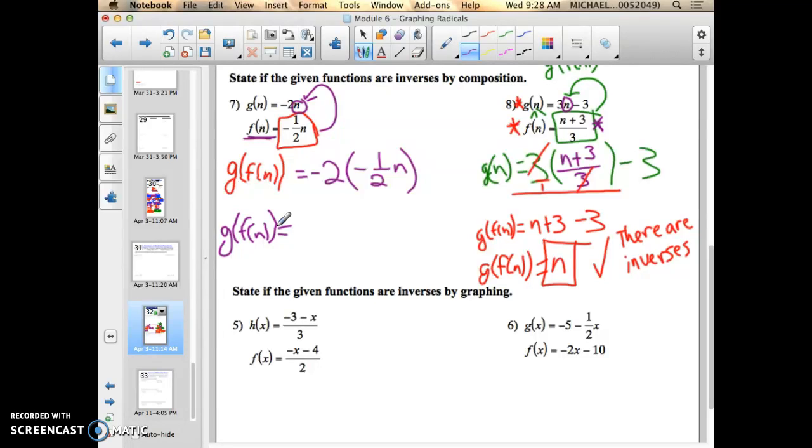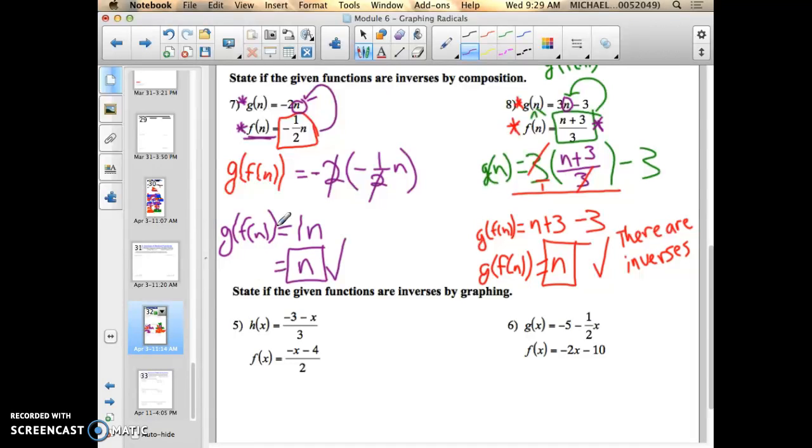Now, to do that math, I'm going to continue: g of f of n equals -2 times -1/2. There's a 2 on top and 2 on bottom, so they go away. Negative times a negative becomes a positive, so I'm left with +1n, or just n. Because it just equals the variable, these two functions are indeed inverses of each other. And again, if you couldn't do this math, -2 times -1/2, in your head, then try your calculator, type it as is.